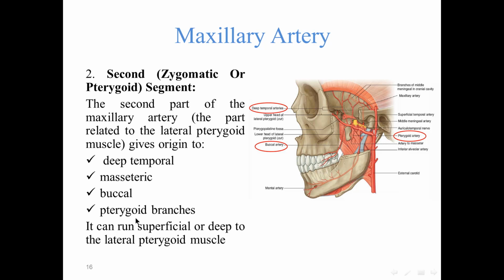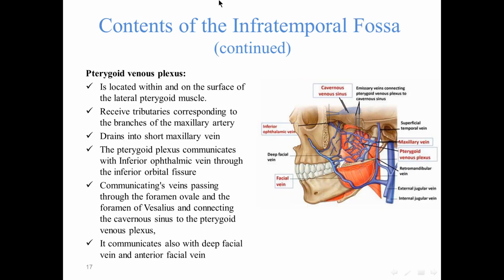These branches supply the masseter muscle, the buccinator muscle, and also the pterygoid muscles. These branches are muscular branches that supply the muscles such as the masseter, buccal, and pterygoid muscles.